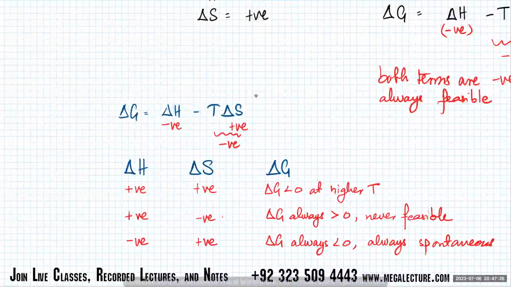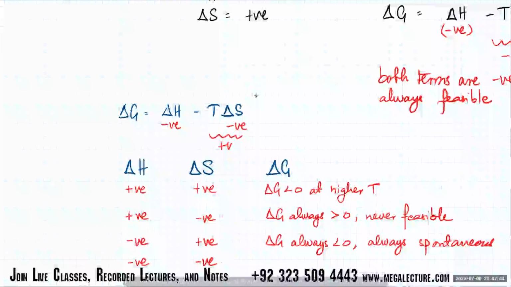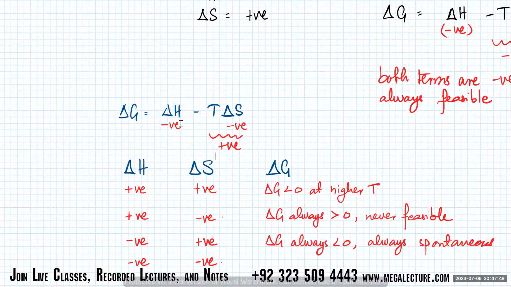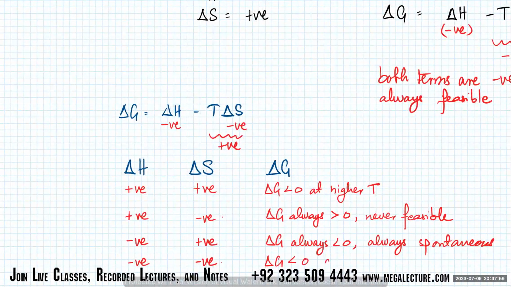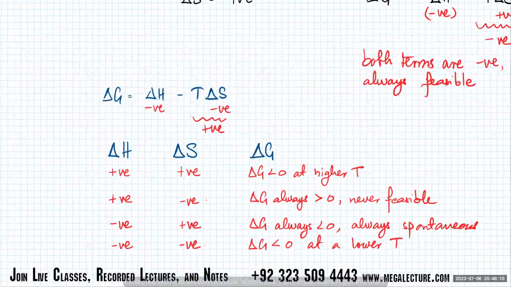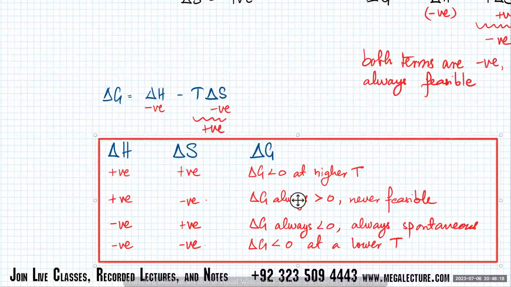Finally, the last one: what if both of them are negative? Then this side would actually be positive. So if I want to keep delta G negative, I would have to have a lower temperature, a smaller positive term. So delta G would be less than 0 at a lower temperature. You clear that all your reactions can be divided into these four scenarios, and this would help you predict whether a reaction is spontaneous or not spontaneous.